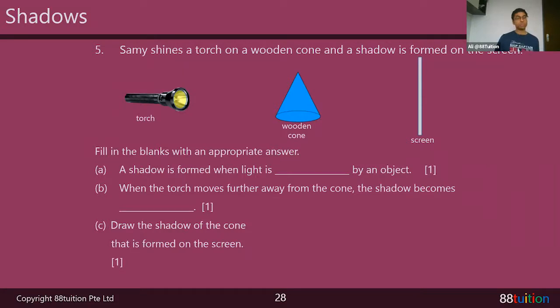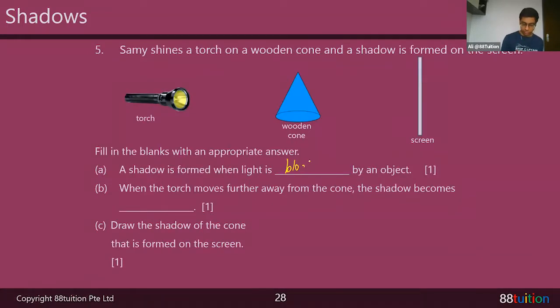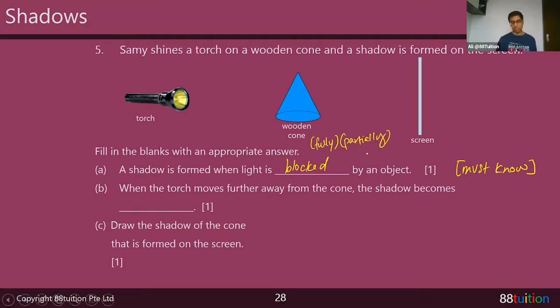Okay, this one, fill in the blanks. Can you fill up very fast? A shadow is formed when the light is blocked. Okay, easy. This one is a definition, must know. It can be fully blocked or partially blocked, but it's blocked. Sometimes you want to extend the answer, because at the start we said shadows can be formed when light is fully blocked or partially blocked by an object. Okay, of light by an object.